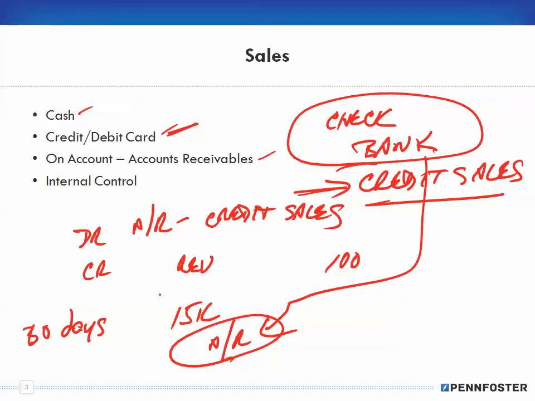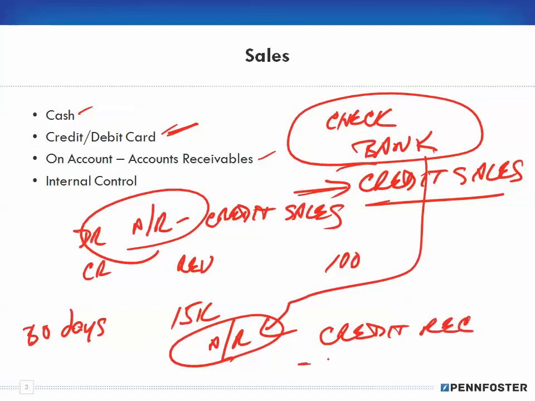So just be aware that when it comes to credit sales, there's more than one way of doing it, but it'll all depend upon how it's being done in your particular business. But a common way, like I said, is using the accounts receivable. I mean, you can create a credit receivable account and treat that the same as an accounts receivable.